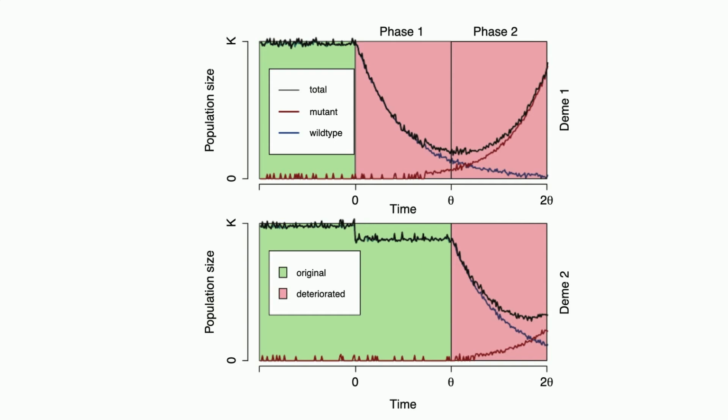This should give us some intuition about when we expect that gene flow should be beneficial for evolutionary rescue in such a scenario. Namely, when this phase one is relatively long and relatively pronounced. So that means we have a long time where we have a small population size in the deteriorated environment and a large population size in the original environment. Right, so this is what this formula says.